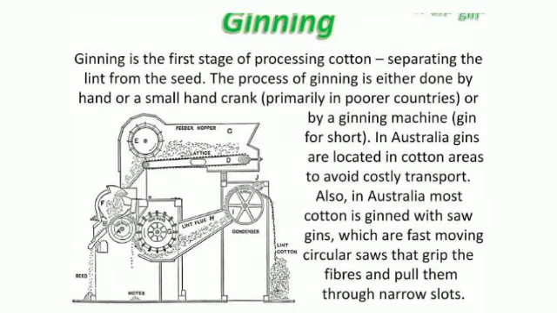Now let us discuss different processes which are included in converting the fibers into the fabric. The very first process is ginning. Ginning is done after the fiber is collected either from the plant or from the animals. In this process, the cotton fiber is separated from its seed, and that process is known as ginning. Ginning can be done either by hand or by machines.